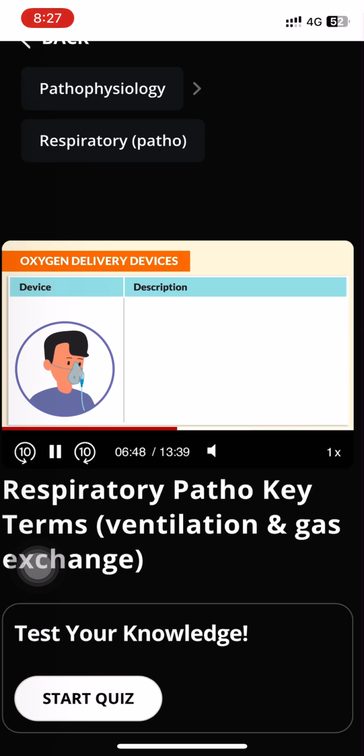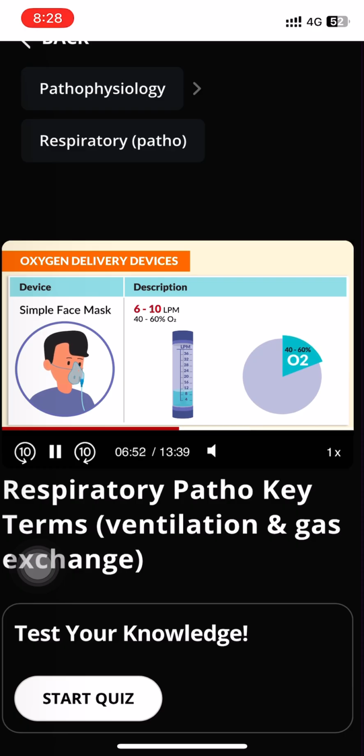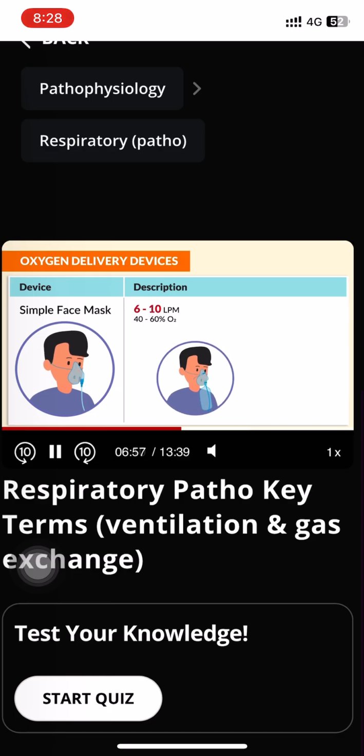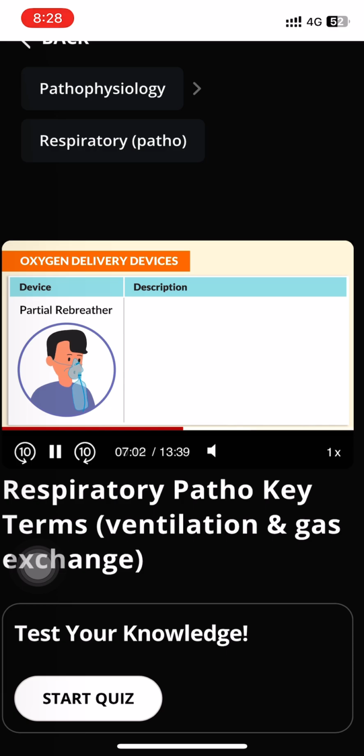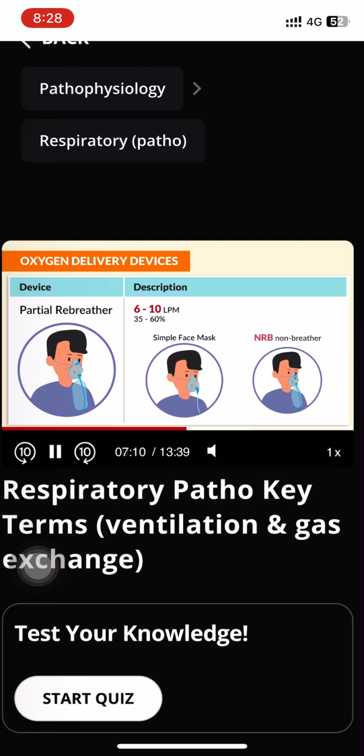Next, we have the face masks. So first up is the simple face mask, 6 to 10 liters per minute at 40 to 60% oxygen. Now this face mask is used in exchange with a partial rebreather and even non-rebreather. So for partial rebreather, that also gives 6 to 10 liters per minute at 35 to 60%. Now these guys look very similar to the non-rebreather, but really the key difference is the flutter valves on the sides. The partial rebreather does not have those, and the simple face mask doesn't have a reservoir bag.